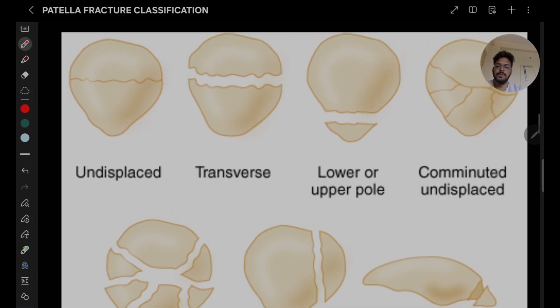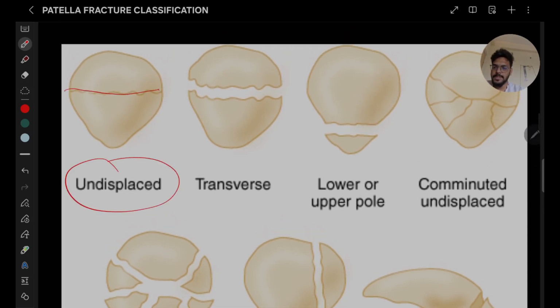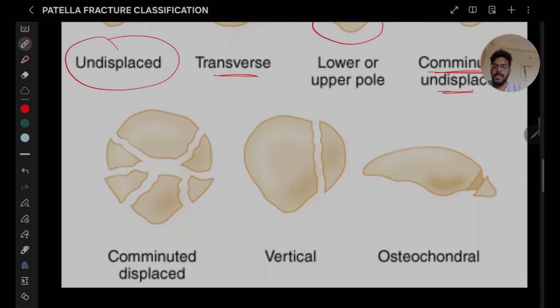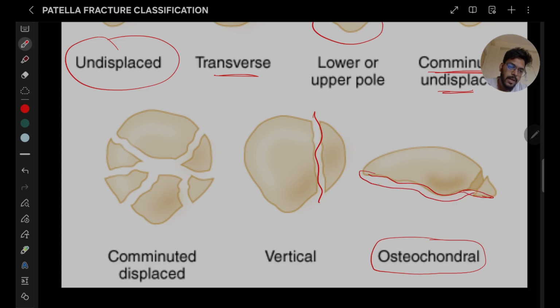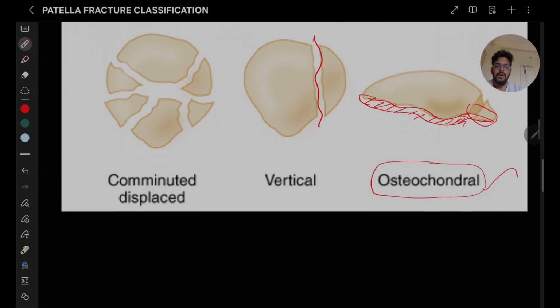So you can see in the image, this is an undisplaced transverse fracture. This is a displaced transverse fracture. This is a lower pole or upper pole fracture. Then it's a comminuted undisplaced fracture, a comminuted displaced fracture, a vertical fracture, and here is the osteochondral fracture. This is the articulating part. Here will be the articulating area, along with the subchondral bone and the cartilage. The subchondral bone and the cartilage getting fractured is an osteochondral fracture.